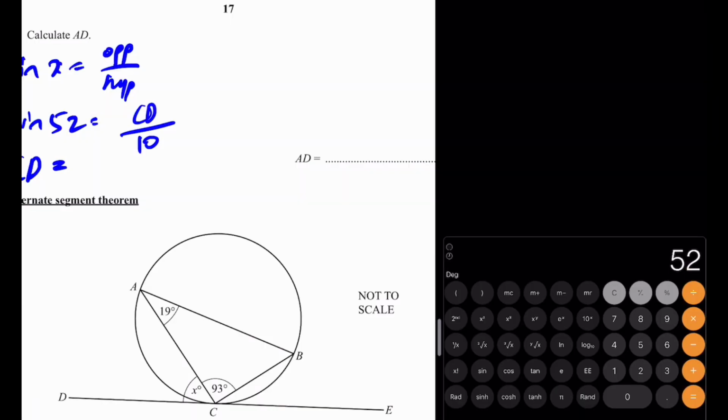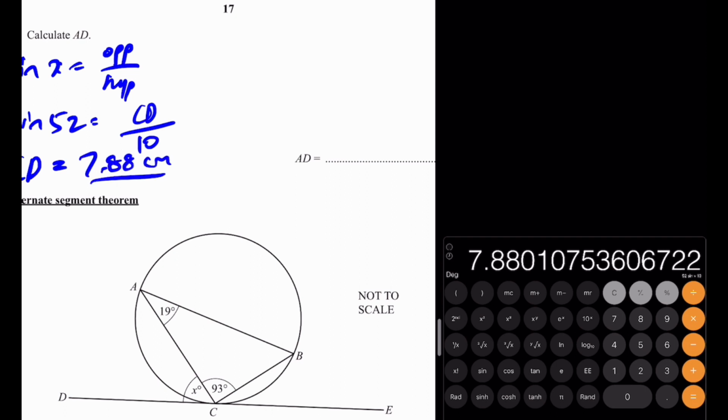So let's do sine 52. Remember that the calculator is in degree mode, only then you'll get this. Otherwise, if you're getting a different answer, check the mode of your calculator. You might be in radian mode, which is not what we need for the Cambridge IGCSE exam. So we're using sine 52 degrees multiplied by 10 to get 7.88 centimeters. This is quite an accurate estimation, even though it's just 3 significant figures, because the next few digits are 0, 1, 0, so it's not a huge difference.